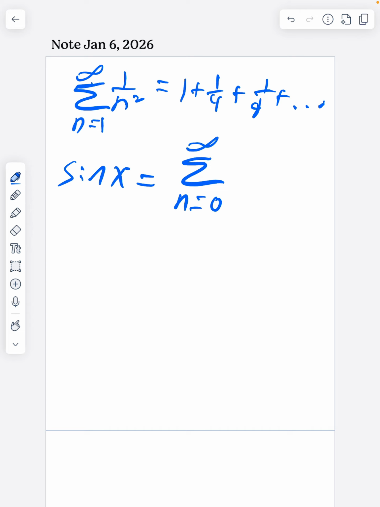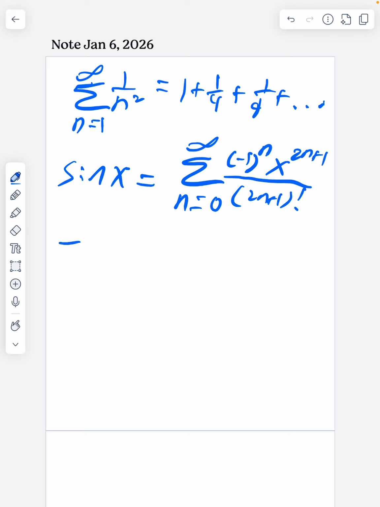So it looks like this. It's going to be -1 to the n, and then it's going to be x to the 2n plus 1, and then it's going to be all over 2n plus 1 factorial. So that's what sine of x looks like.